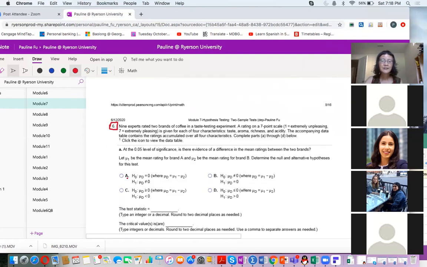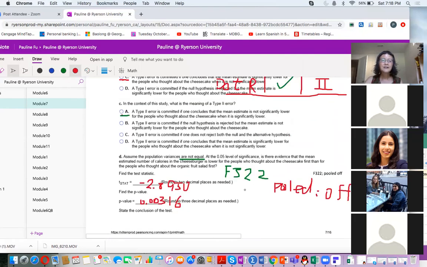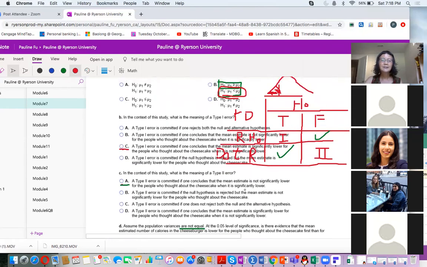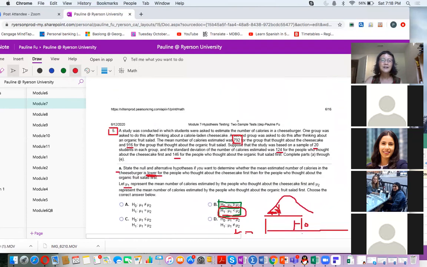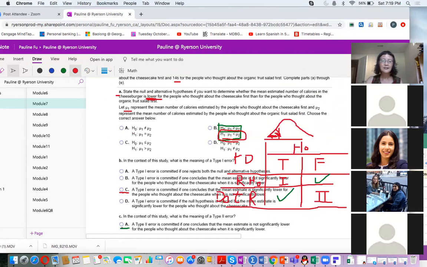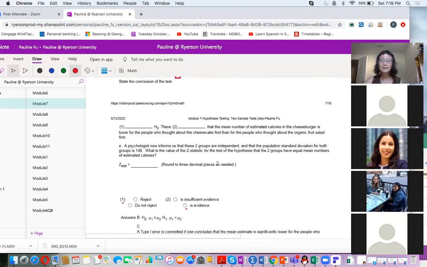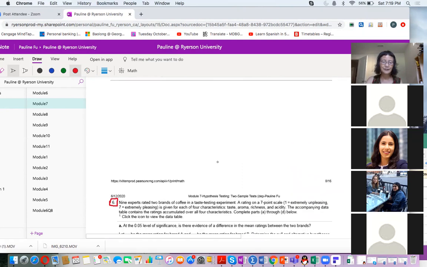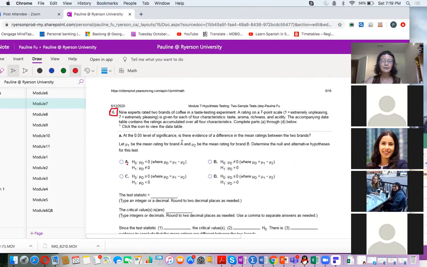By the way, the question we have just done is 2 independent samples. Those two groups of people are independent of each other. Okay, so a 2 independent sample test. The next question is dependent samples. Question 6.